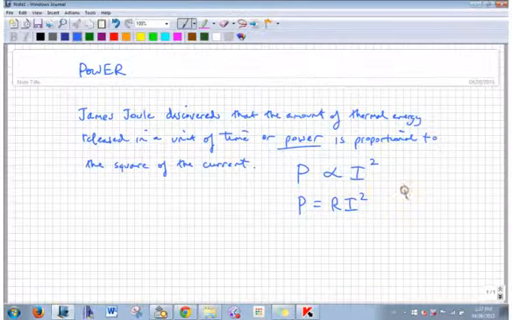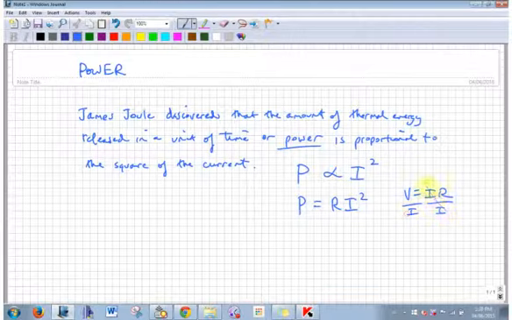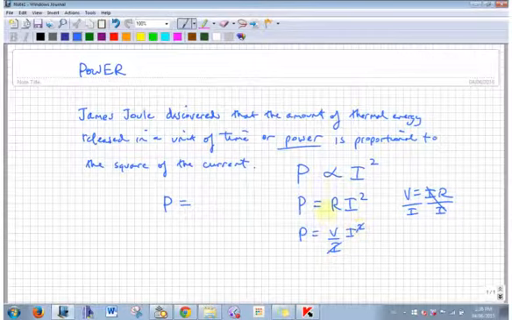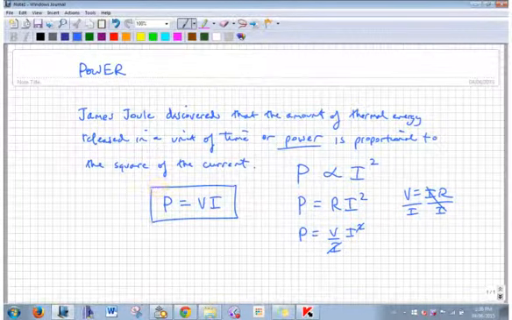We know from Ohm's law that V is I times R. So if I solve that for R and plug it in here, then power is V over I times I squared, and we can simplify that a little bit. Power is a product of voltage and current, and I think that's the only one you're given on your formula sheet. P is IV.